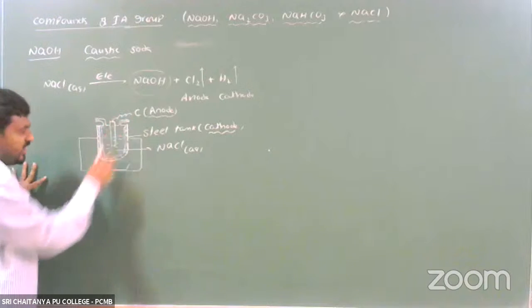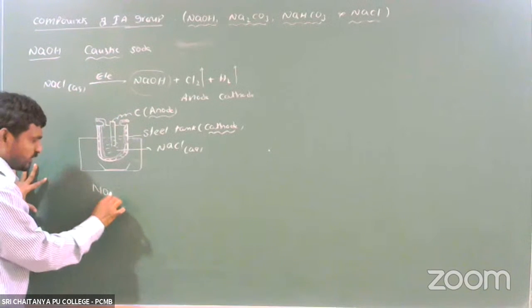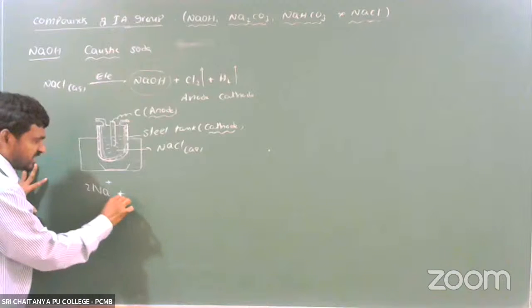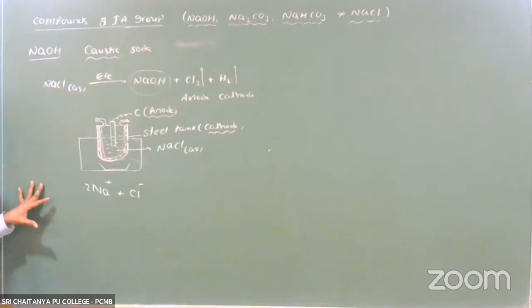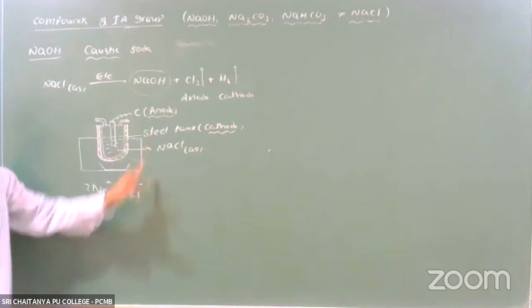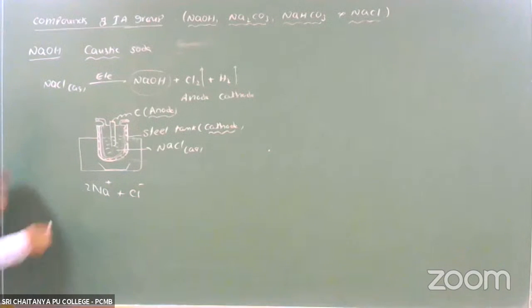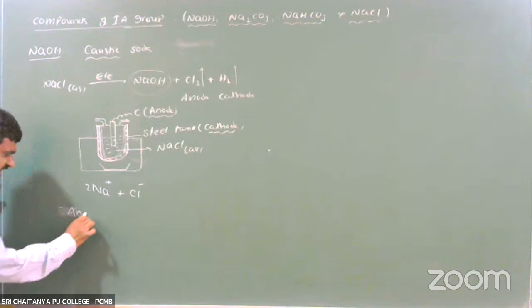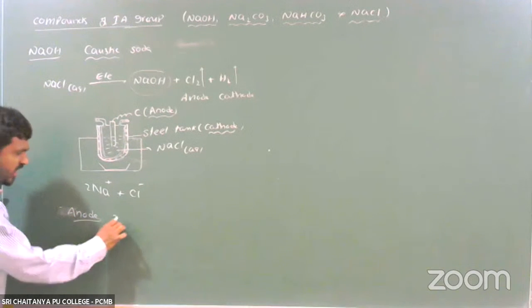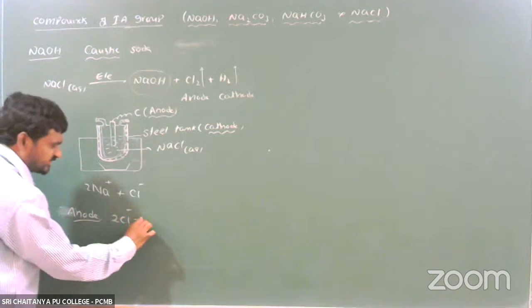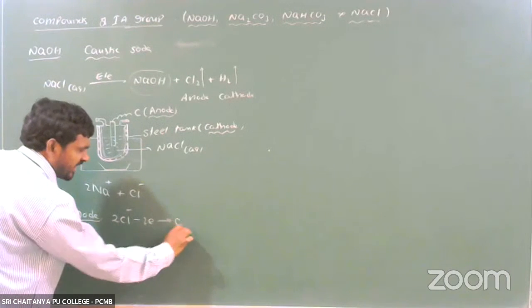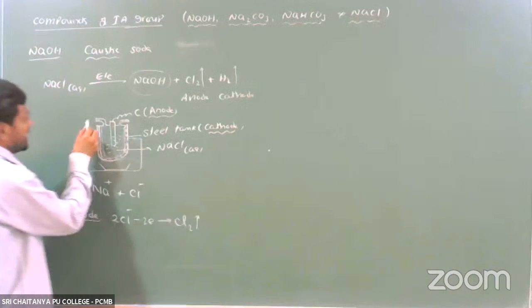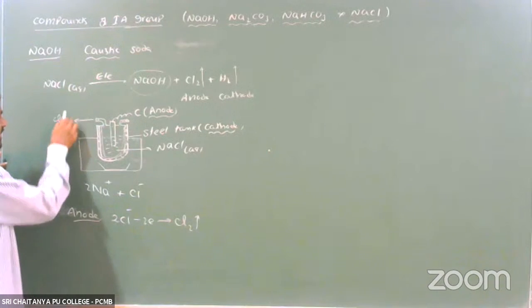By electrolysis, the aqueous solution of sodium chloride is ionized to Na+ and Cl- ions. Cl- is an anion, so it goes to the anode. The reaction at the anode is oxidation: two chloride ions lose 2 electrons and liberate chlorine gas. The gas liberated at the anode is chlorine, collected in cylinders.